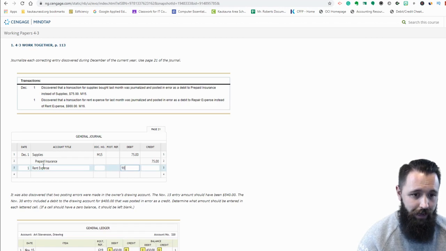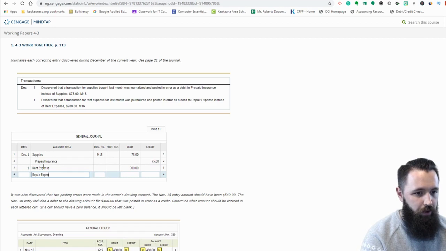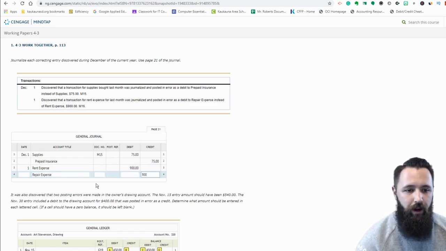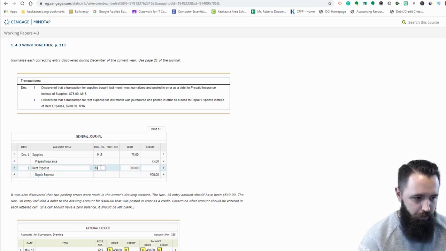And it was 900. And now we need to bring that repair expense, we need to decrease this by $900, kind of bring that repair expense back to 0. And this was memo number 16.